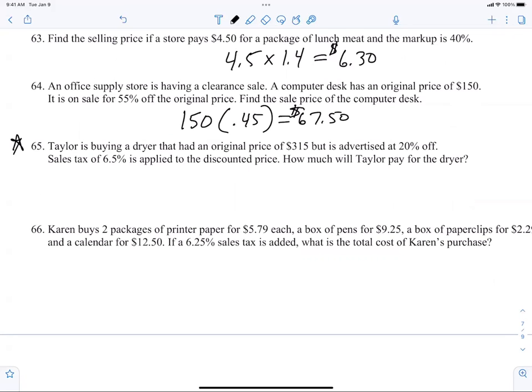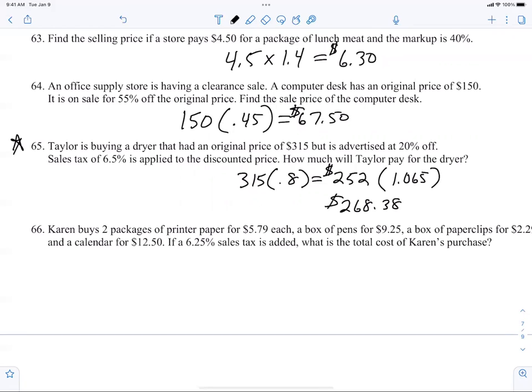You would do 315 times 0.8. You are awesome, buddy. So what's it actually cost you? $252. But then the government's got to get their sticky fingers on everything, and you got to pay the government their fair share. So what do we have to do now? You would do $252 times 1.065. You are amazing. So the total is what? $268.38. That's important. If you know how to do that, you're a pretty good consumer.